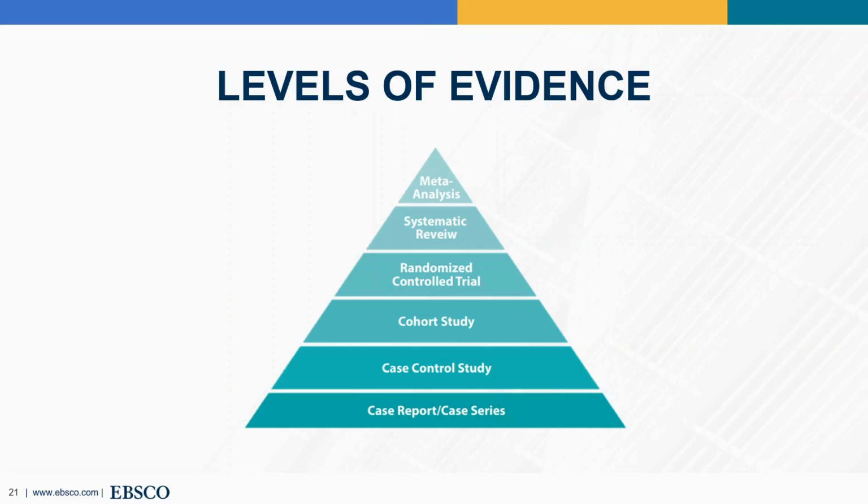Then the cohort study identifies participants who currently have a certain condition or receive a treatment and are followed over time and compared with another group of people who are not affected by the condition. The case control study identifies participants who have a certain outcome, or cases, and participants without that outcome, or controls. And finally, the case report or case series is a report on one or more participants with a particular outcome.